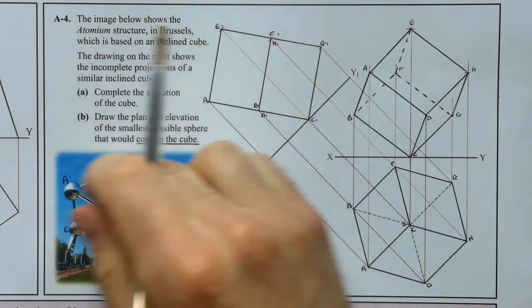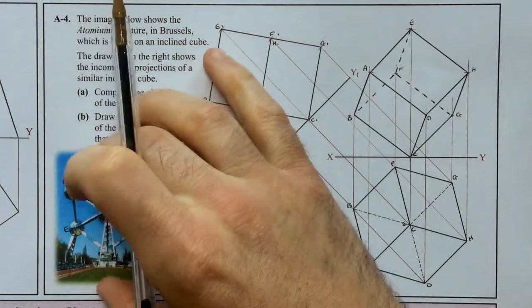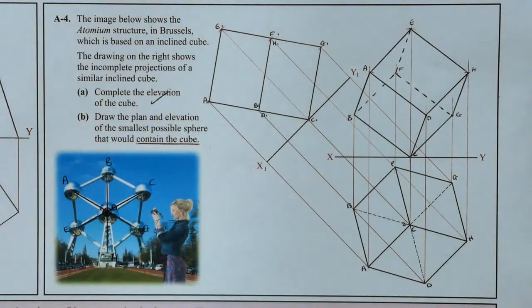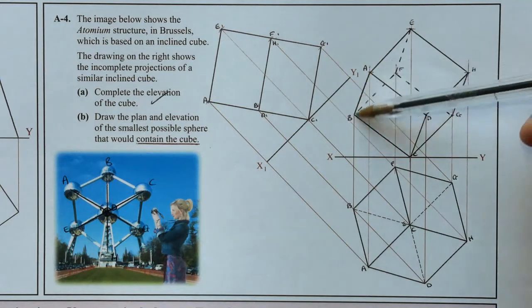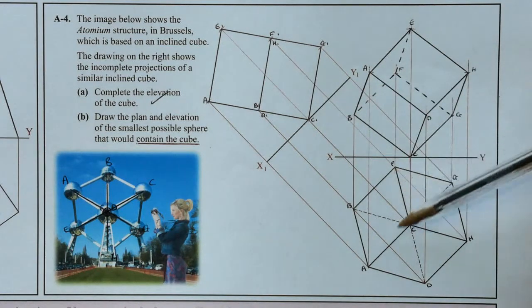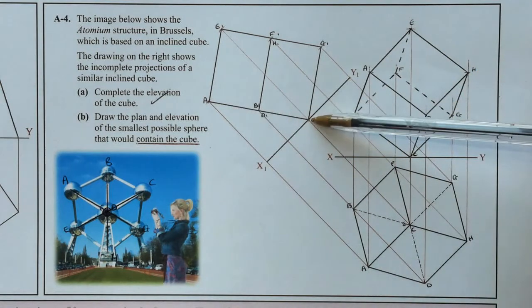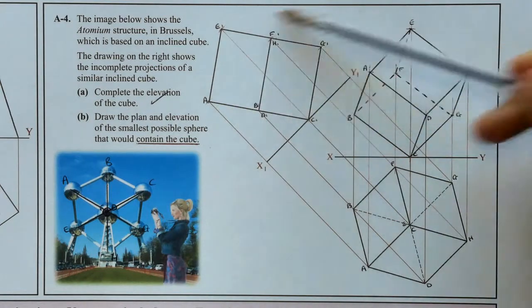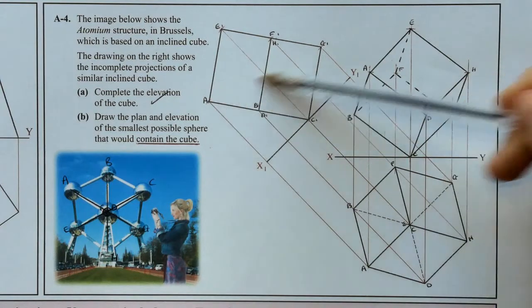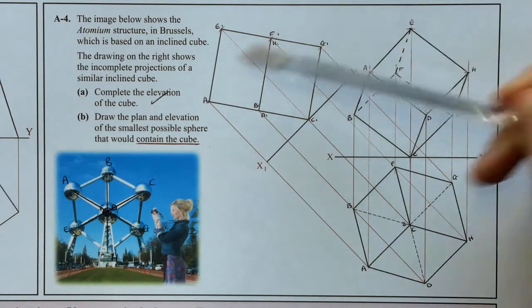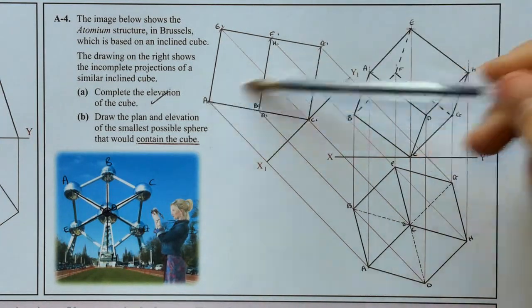That would help us draw a sphere that would contain the cube. So that's what we have to do. We have to identify the longest diagonal essentially. So if I take, let's say, the face here, A, B, C, D, I can see if I look here at my auxiliary view, if I connected A to G, or A1 to G1 in this case, that is a long diagonal.